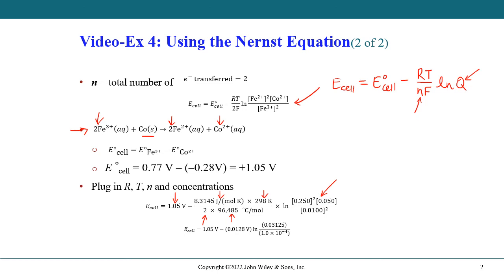We do a final calculation and solve everything, and we see that the E cell should not be a standard value at all. That is incorrect. So this is the E cell standard value here, and we get a final E cell value at non-standard conditions of 0.98 volts. And you can see obviously this is different from the standard electrode potential simply because the concentrations are different.